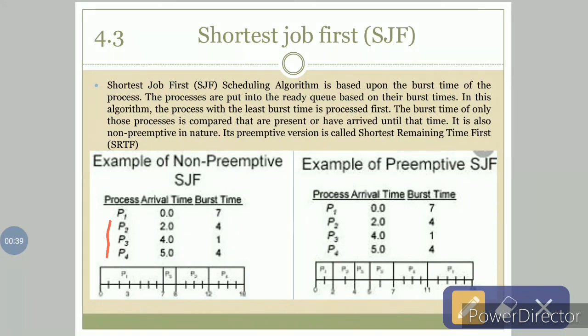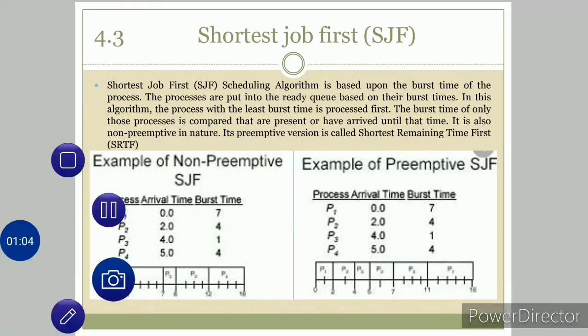As the name suggests, shortest job first. That means we have to see the shortest job, which requires the shortest amount of time. From this we can clearly say that P3 requires only 1 unit of time. So P3 will be executed from time 7 to 8, and its completion time will be 8 units of time.